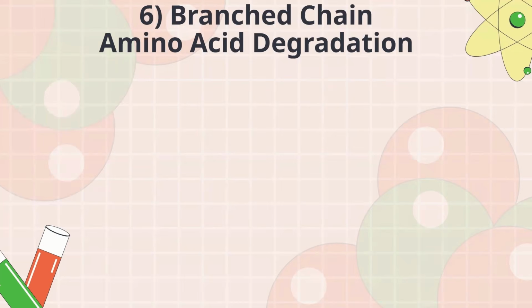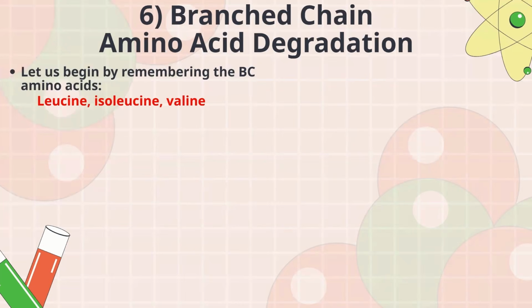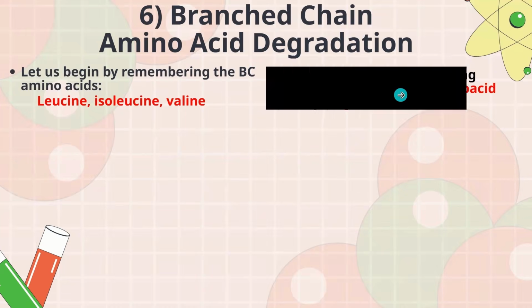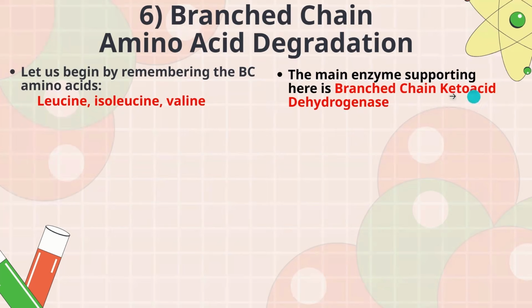And because they're degraded in skeletal muscles, you have three: isoleucine, leucine, and valine, right? The main enzyme that supports the amino acid degradation is called branched chain keto acid dehydrogenase. Basically, it does this by removing a hydrogen and breaking it down further, making it unstable to be broken down. So yeah, that's about it.